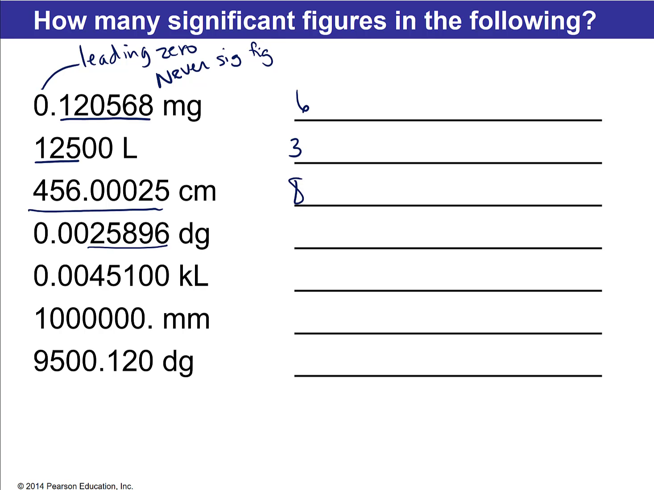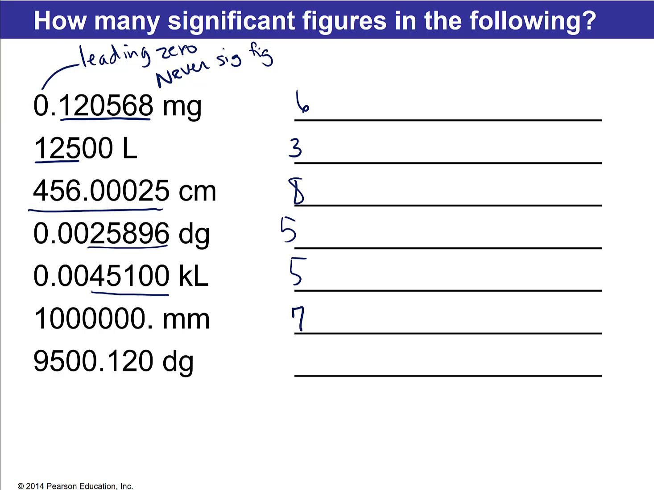0.0045100. There is 5. The zeros out front, not significant. What about this one? This is 1,000,000 with a decimal place. So is there 1 or is there 7? There is a decimal place. Those are considered zeros at the end with the decimal. So this would be 7.